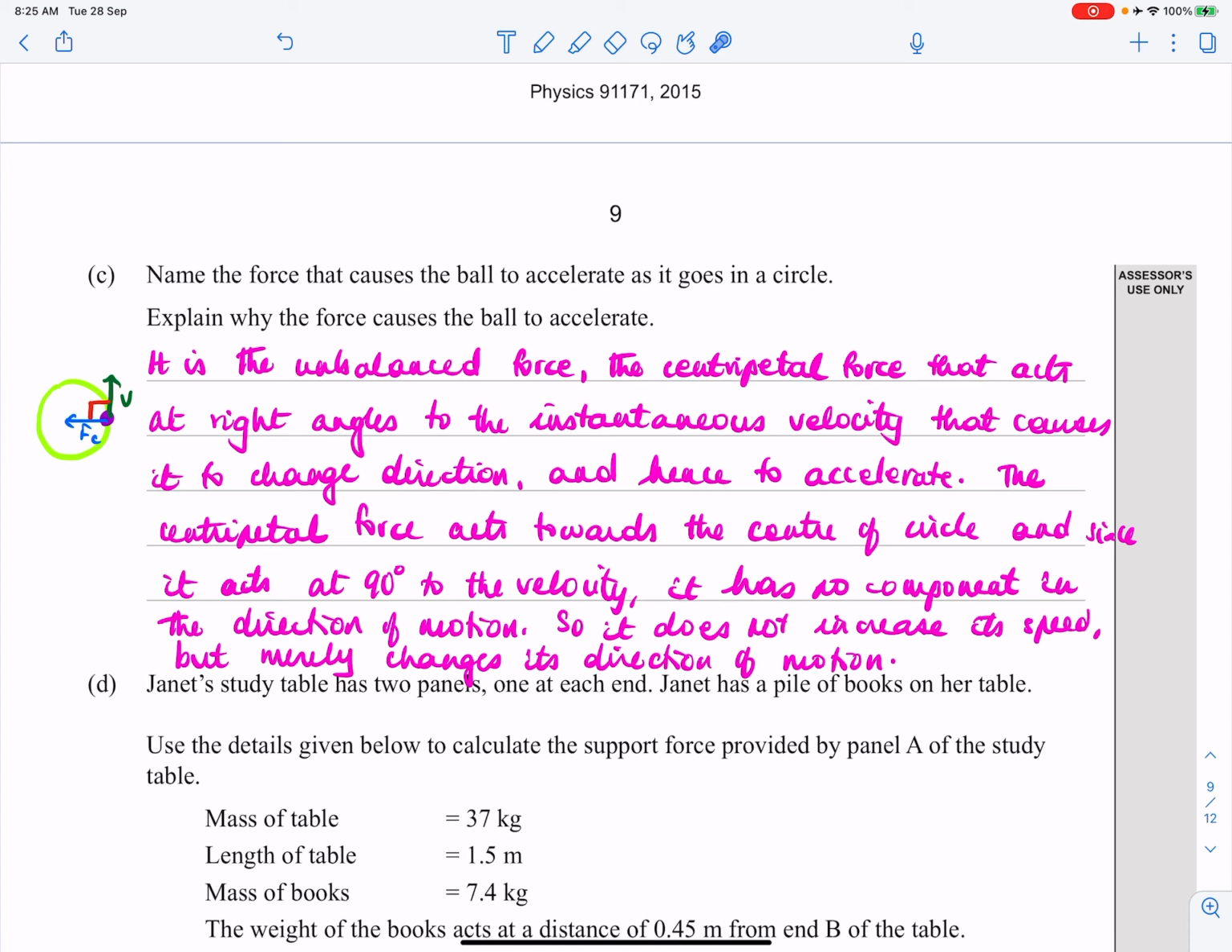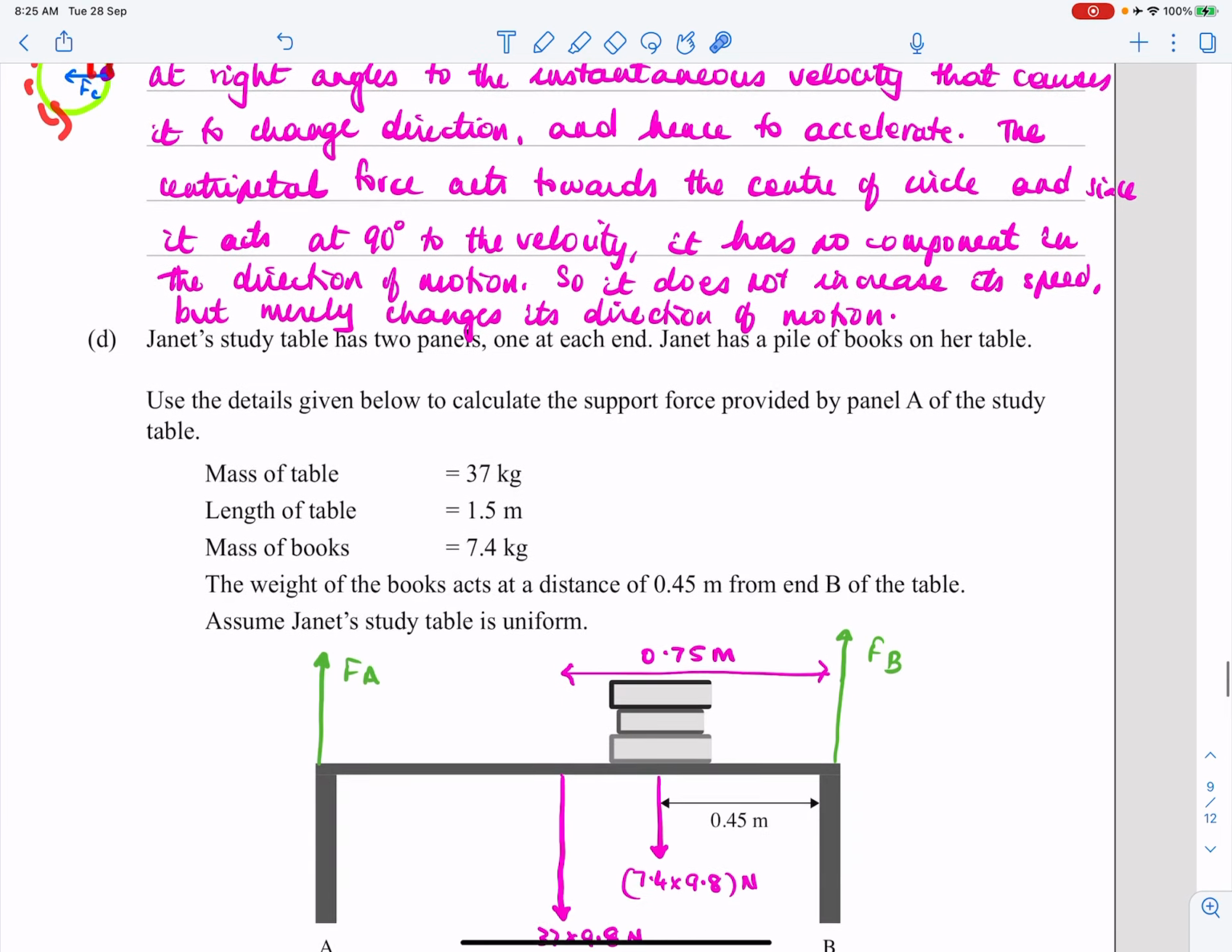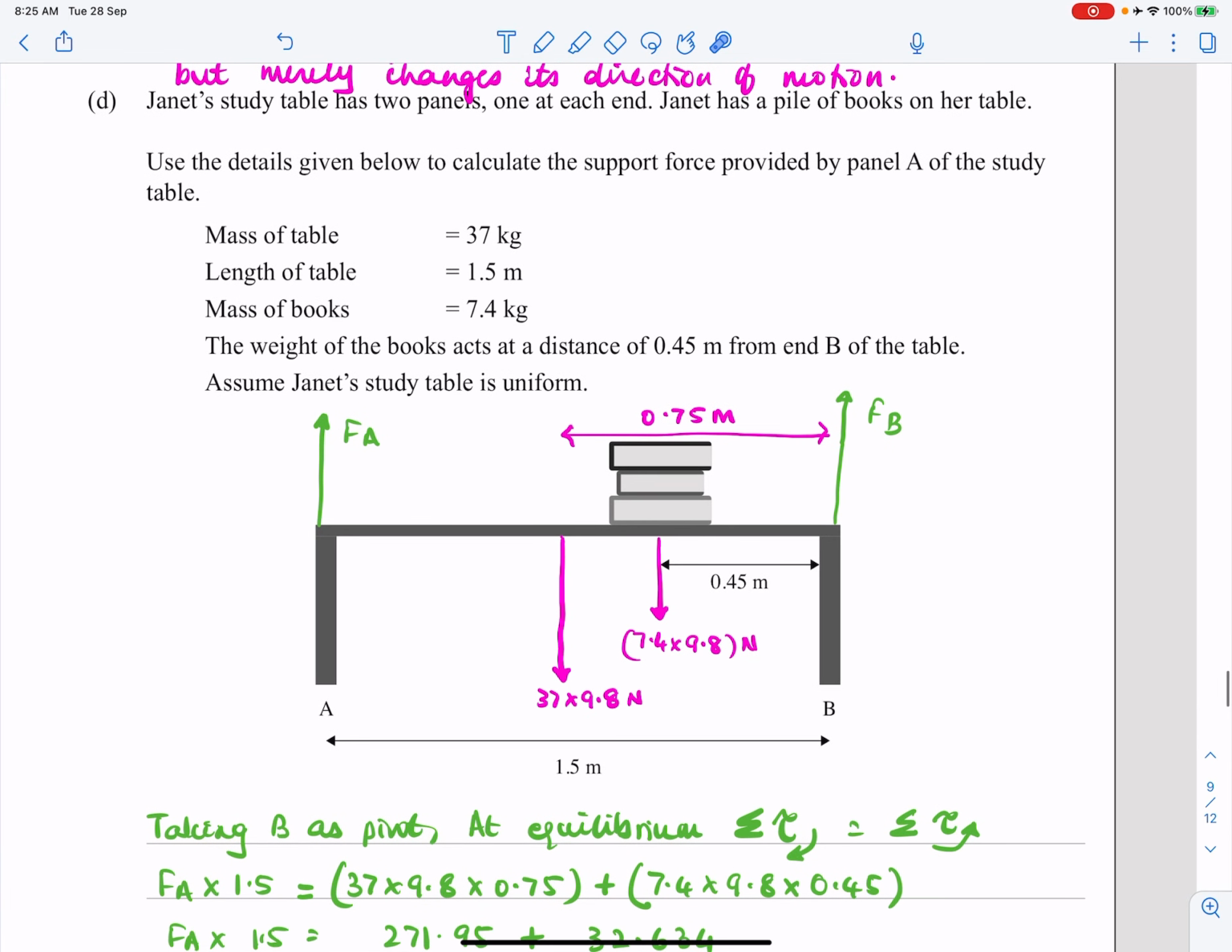Now, because the centripetal force acts towards the center of the circle and at 90 degrees to the velocity, it has no component in the direction of motion, so it does not increase its speed, but what it does is change its direction of motion. I've just drawn a diagram here. That's your instantaneous velocity, which keeps changing as something goes around a circle, and the force that causes it to change acts at right angles to it, so it doesn't increase the speed, but it causes it to go in a circle. And then the last one is a torque question.